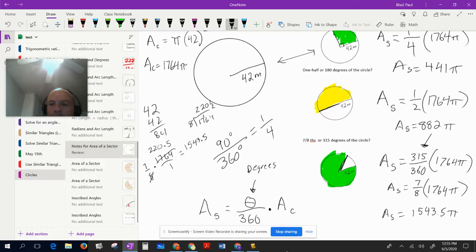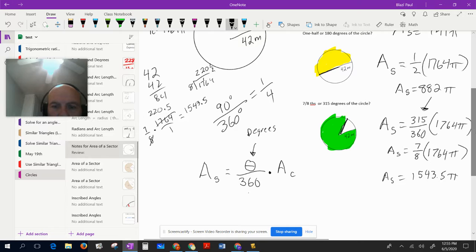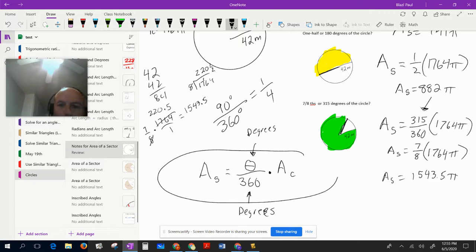Okay? So in this case, the denominator is in degrees, but I can also make this formula in radians. But here's the formula. Boom. To find any one of these components here. All right. What do I mean by that?